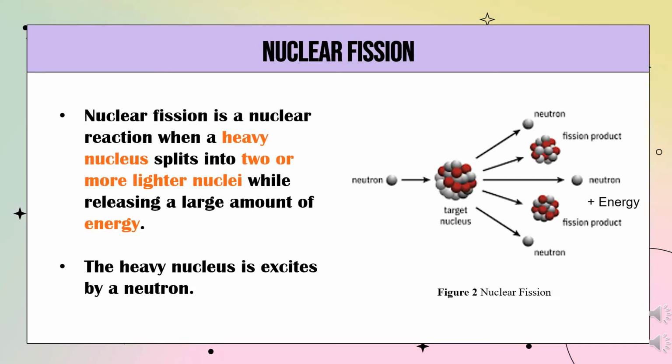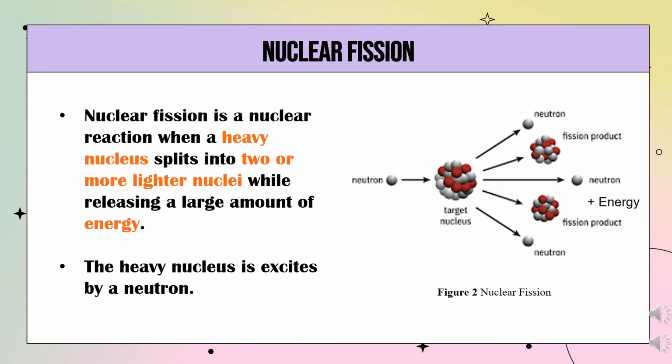Now, we can start our lesson about nuclear fission. From the word fission, do you get any idea of what happens in nuclear fission? The word fission means division or splitting into two or more parts. Therefore, nuclear fission is a nuclear reaction in which a heavy nucleus splits into two or more lighter nuclei while releasing a large amount of energy.